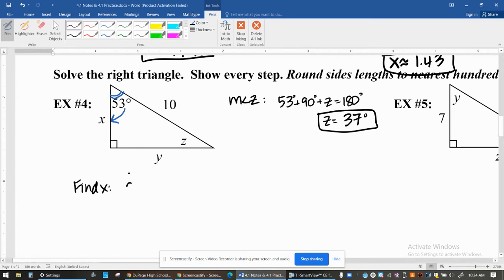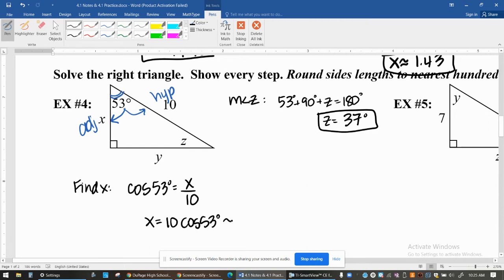So for this one, I'm going to use adjacent and hypotenuse. Again, I did not choose to use adjacent and opposite because then I'd have two variables in my setup. All right, adjacent and hypotenuse is cosine. So cosine of 53 degrees equals adjacent over hypotenuse. You can just multiply both sides by 10 or cross multiply, and you get 10 times cosine of 53 degrees, which rounds to 6.02. So there's x.